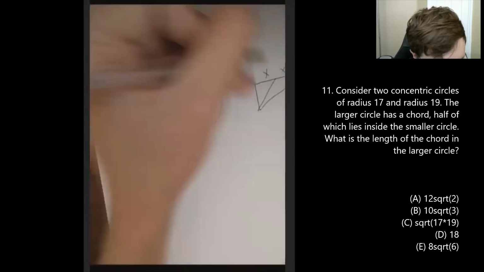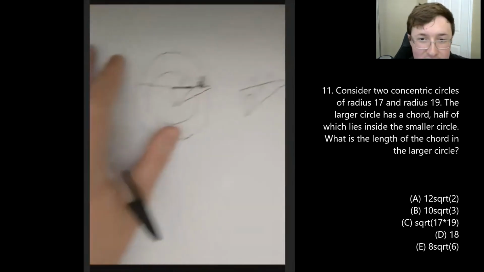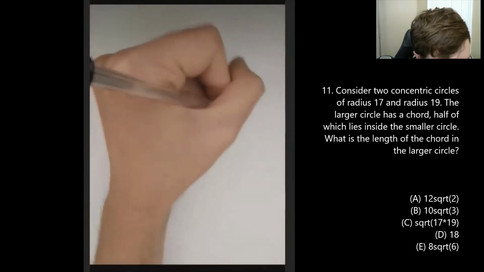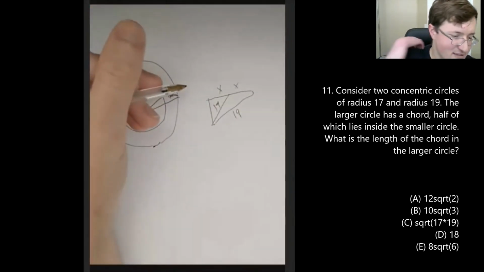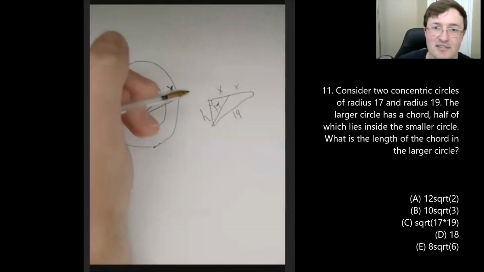So I've got, this is the radius here, which is 17. And this is 19. Okay, so now I've got the Pythagorean theorem here. I don't know what this is. I'll just call it H.